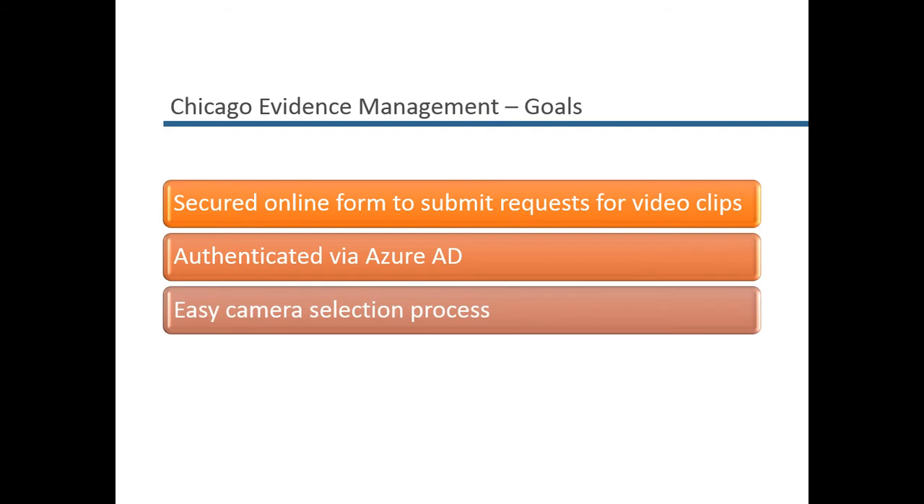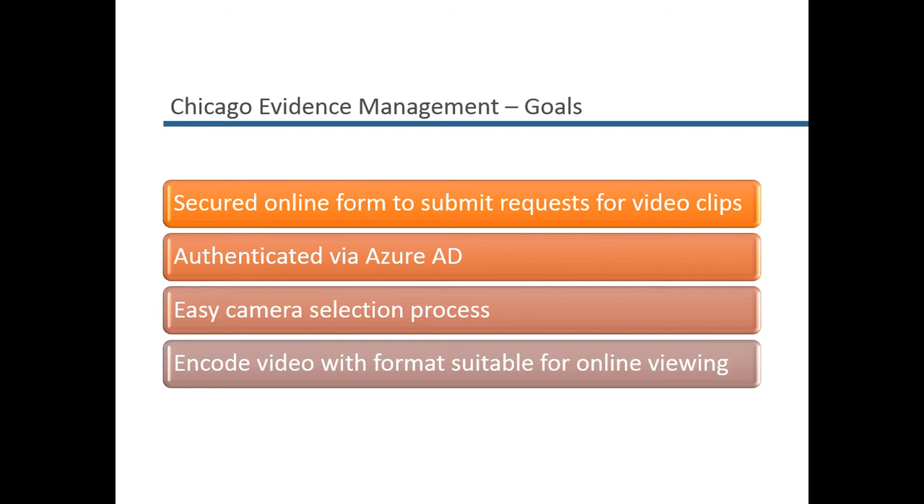Also, we want the camera selection process to be really simple and intuitive. We want that to be an easy process for the user. Which cameras are they getting these video clips from? And then the next thing is we need to encode these videos with a format that's suitable for online viewing. The videos that are currently harvested are in G64 and ASF formats, and those are standard formats to use for things like security cameras, but they're certainly esoteric formats to use for something like online video viewing. Those are not appropriate formats for that type of thing.